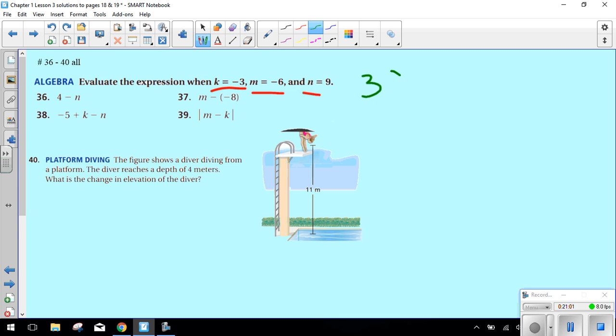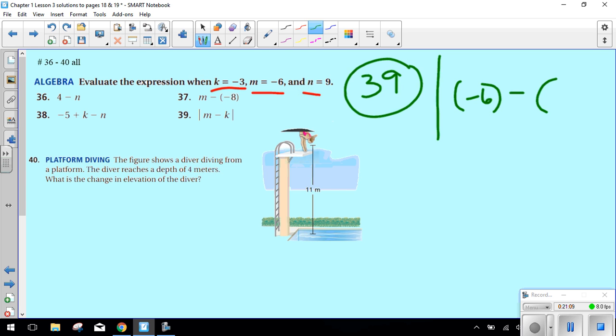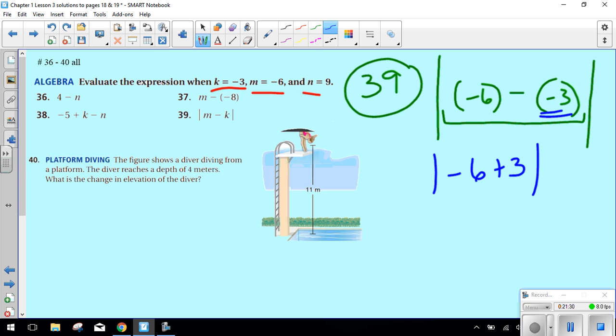Okay, number 39. We're going to take the absolute value of m, -6, minus whatever k is. K is -3. And then we take the absolute value. So we are first going to do everything in here, get our answer, and take the absolute value of that number. So let's rewrite -6 plus opposite of -3 is 3. So we're going to solve this. -6 plus 3, signs are different. Let's subtract. We get 3.